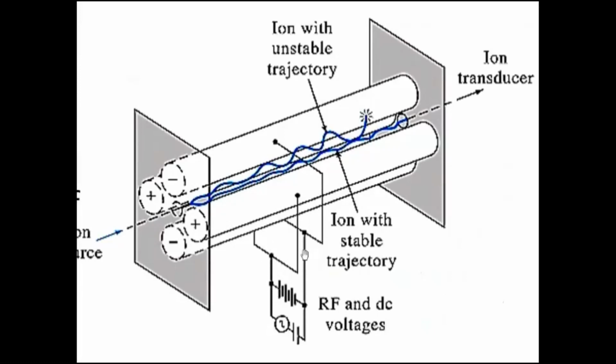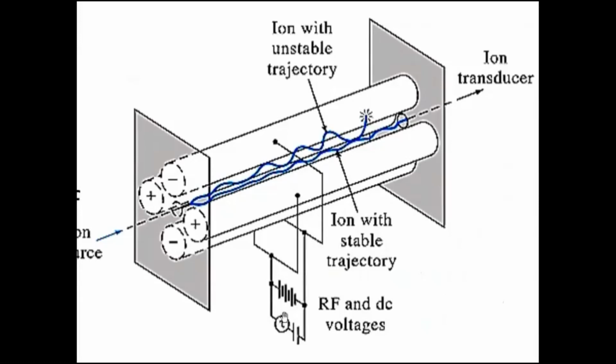So, as I was telling, these are two positively charged rods. They are connected to the positive terminal of this battery, and these two are negatively charged rods. They are connected to the negative terminal of the battery. Now, this is attached to a radio frequency voltage generator.